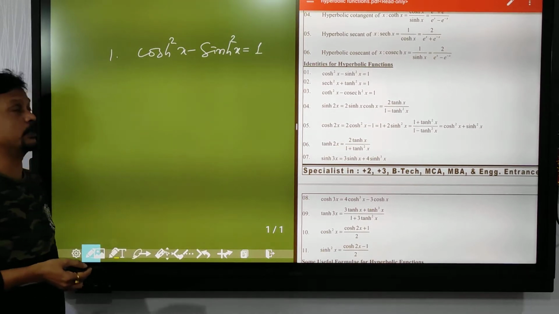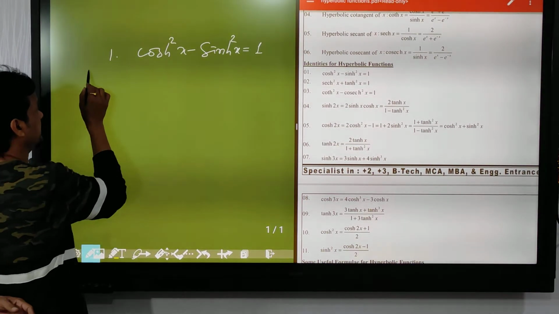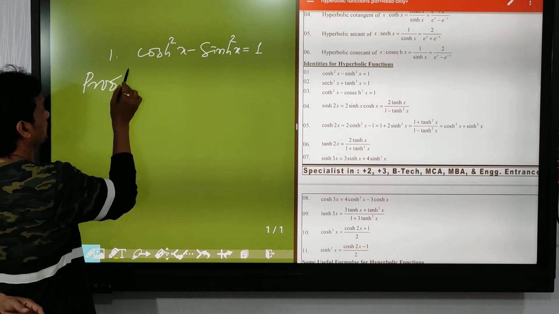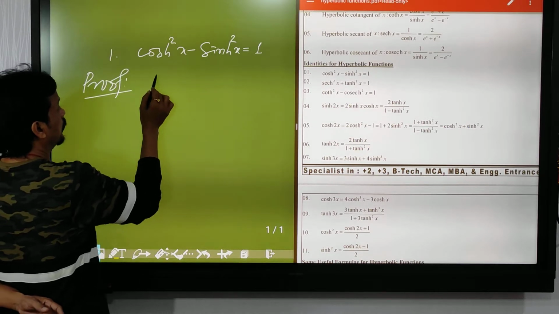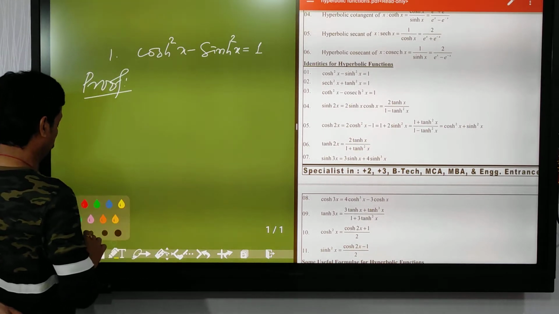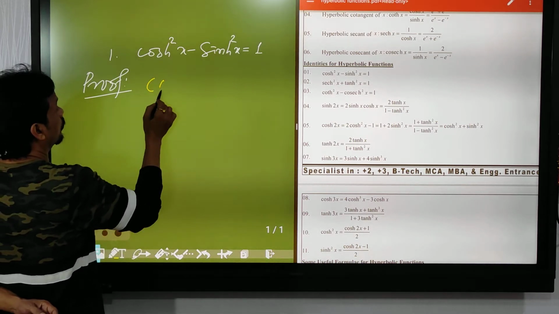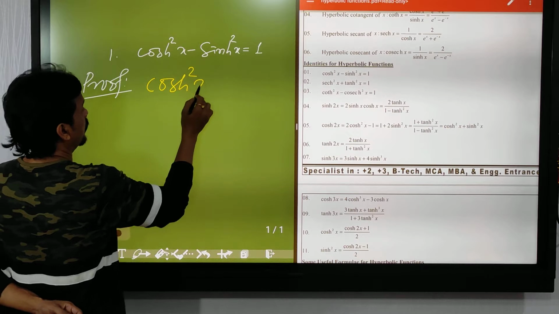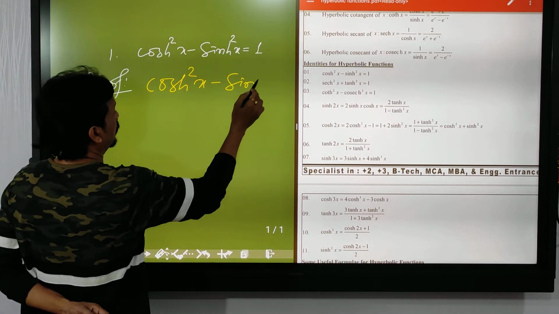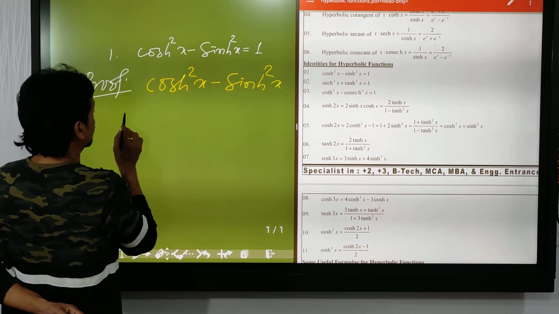Sinh square x is equal to 1. So how to prove this one? See here. It is equal to cosh square x minus sinh square x.